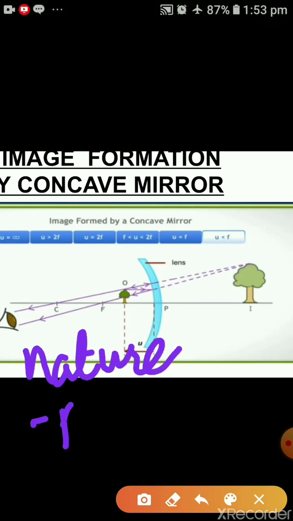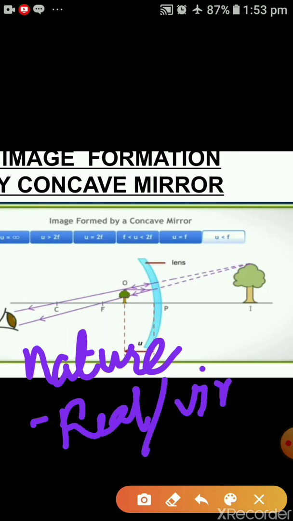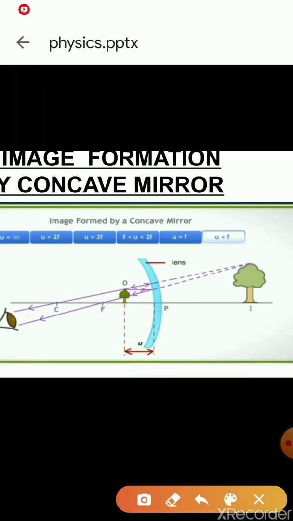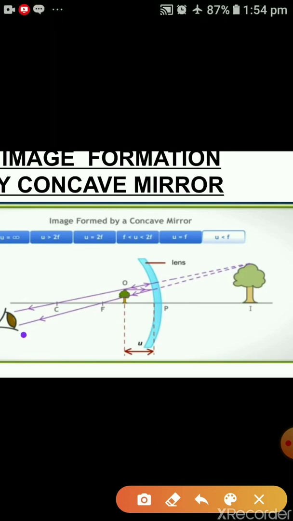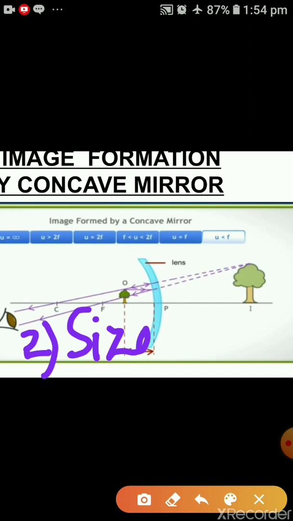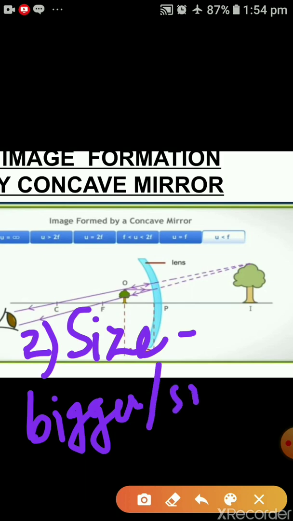whether it is real or virtual. This you have to write. This is our first characteristic. The second point which you have to write down about the image is size. The second point will be size. In size you can write down bigger or smaller. In this way you can mention the size.